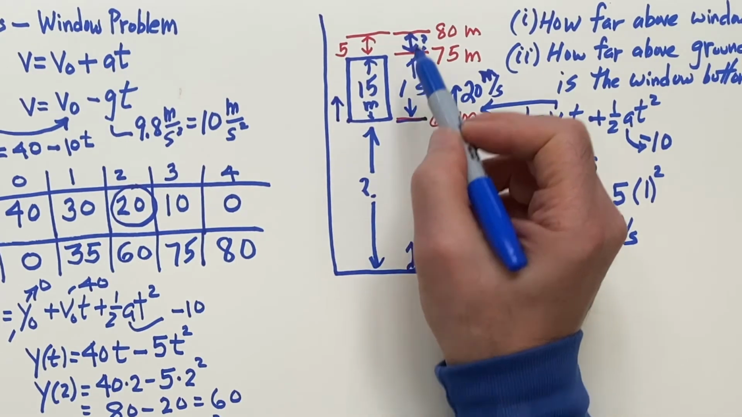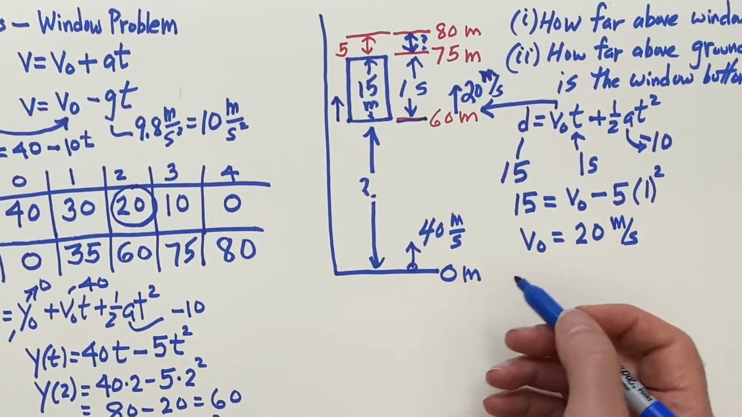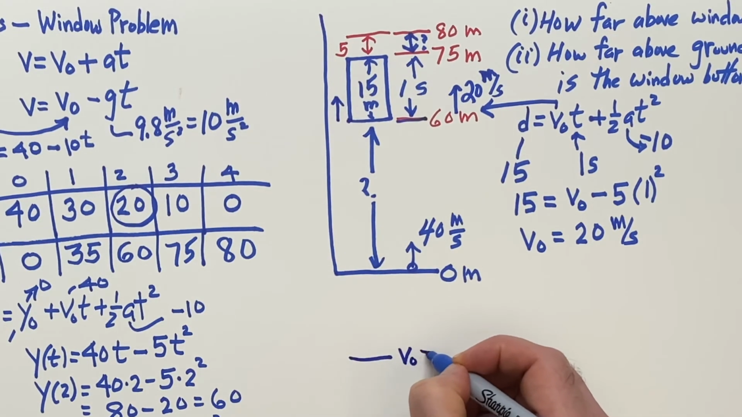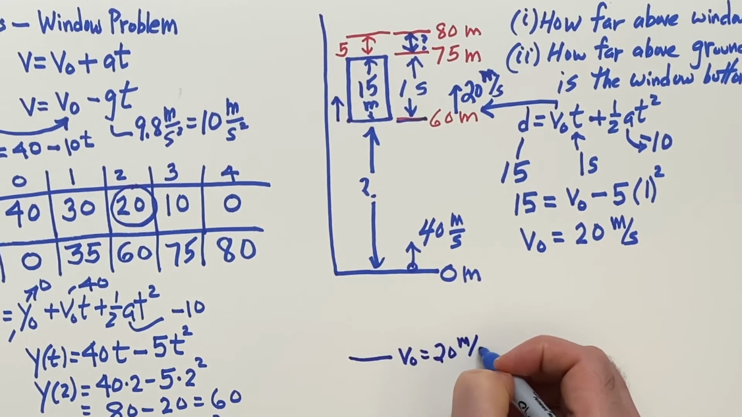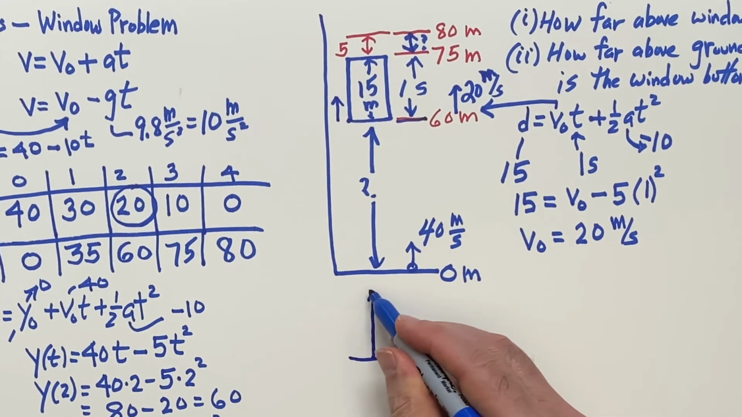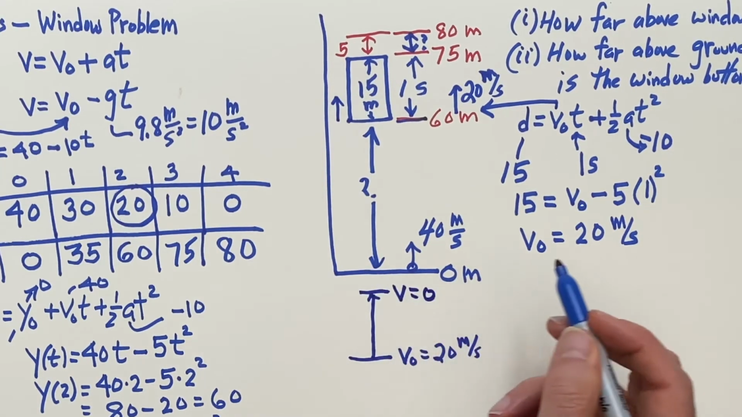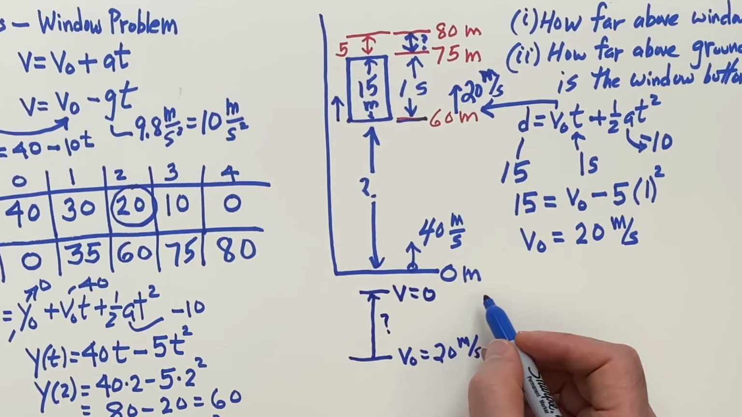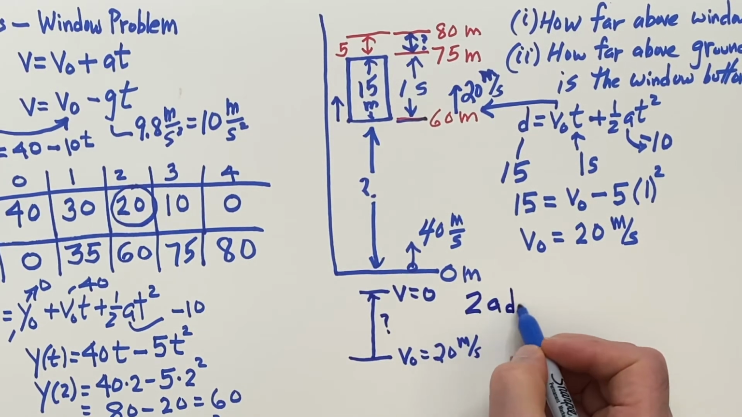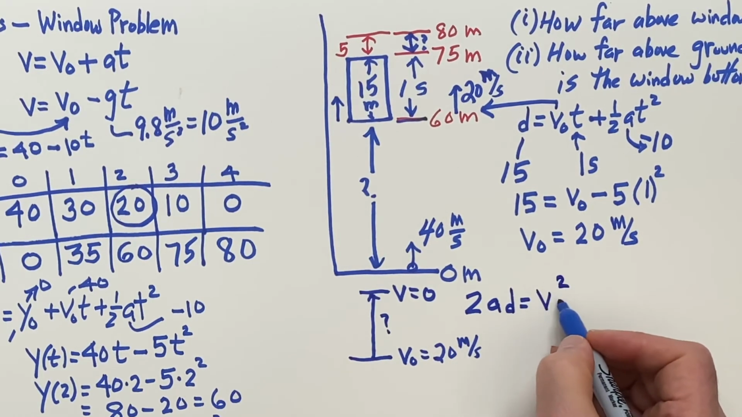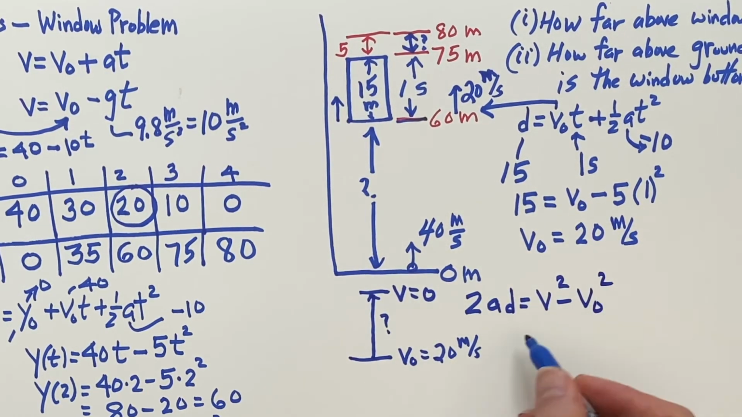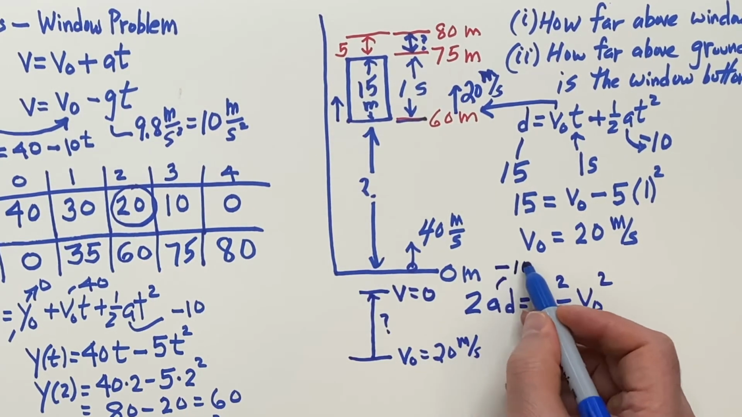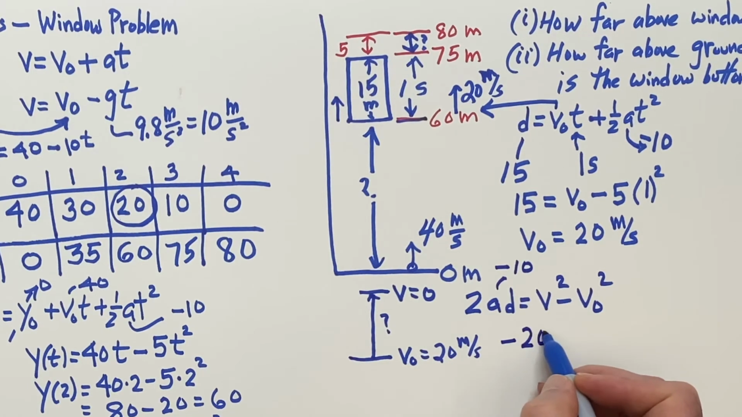And now to find out how high that's going to go, I have a new problem. I have a new problem where I have, say, a V naught of 20 meters per second, and a V final is going to be 0. And this distance I don't know. So that's 2AD, when I have my 2 velocities, that's what I like to use. So here I have A is minus 10, so this is minus 20 times D.